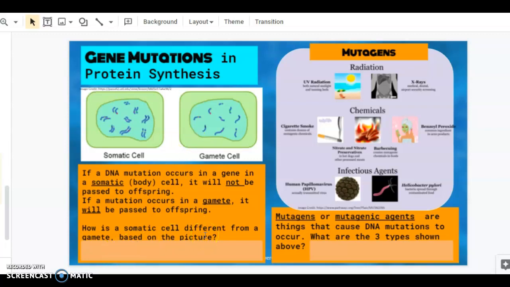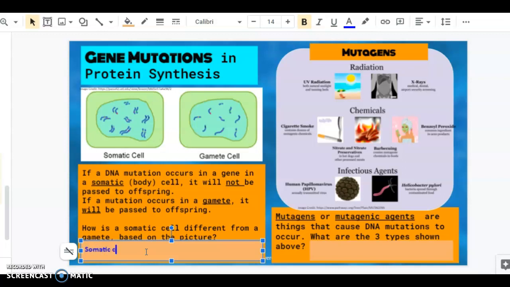How is a somatic cell different from a gamete? Well, you can see right away, somatic cells have all of the chromosomes in that organism's genome, and gametes just have half. That's because a gamete cell will fuse with another cell to make the baby. So a somatic cell is a body cell, like heart, liver, lung, and has all of the chromosomes of the genome. Gametes have half.